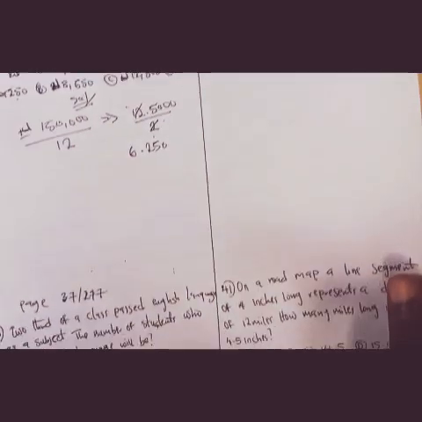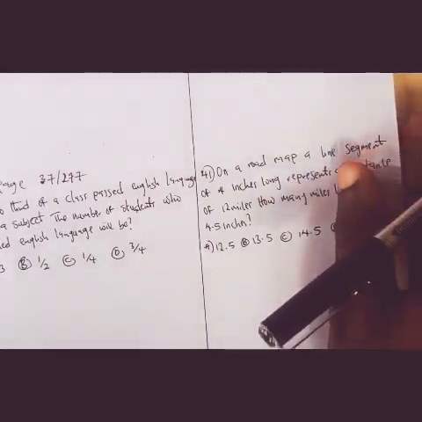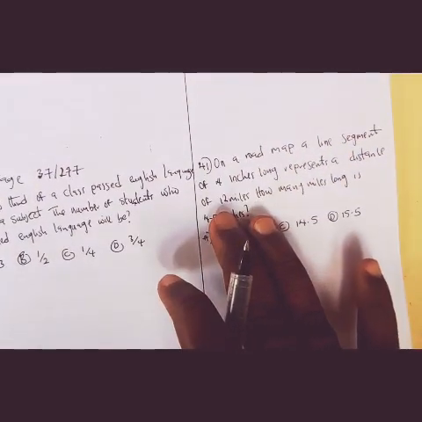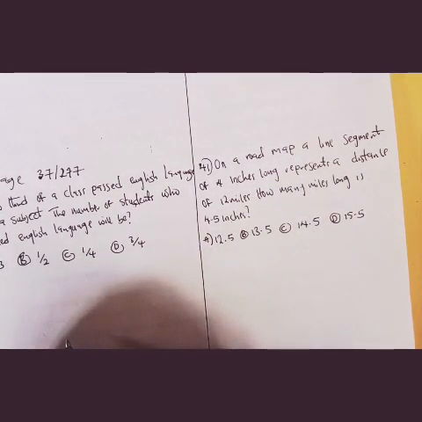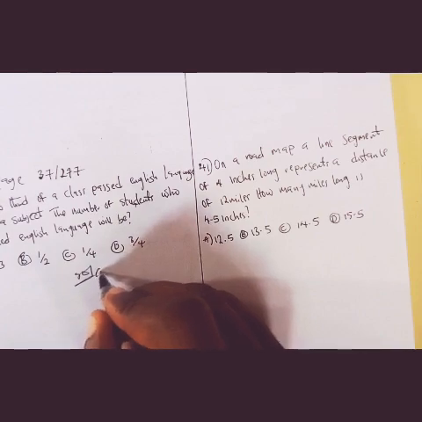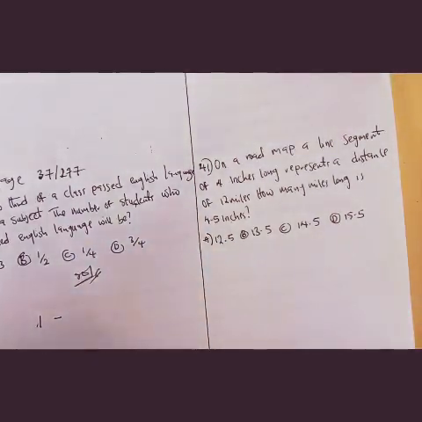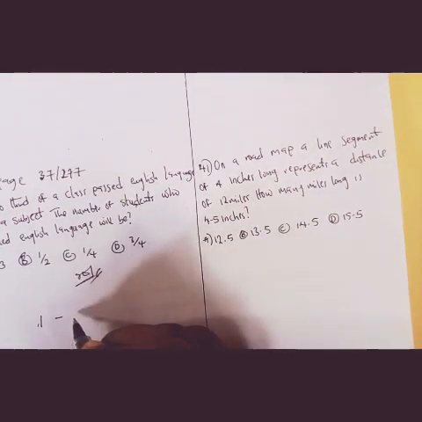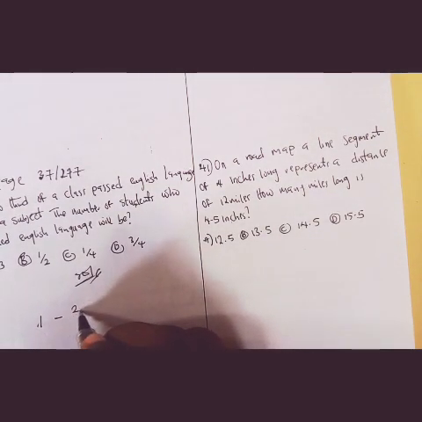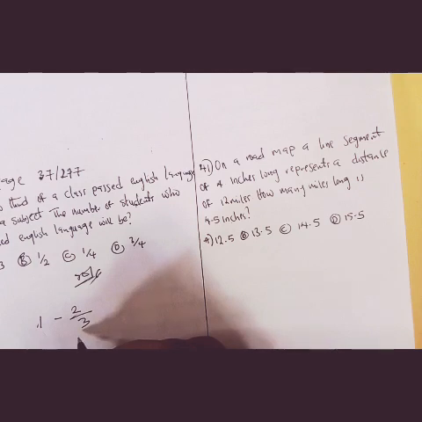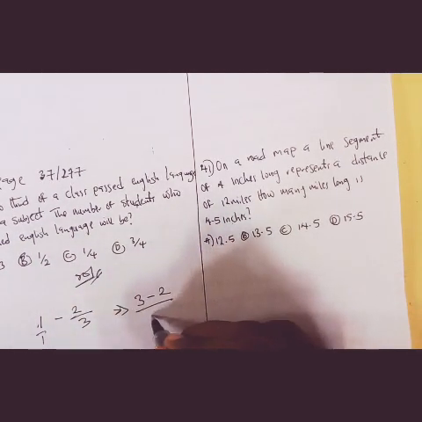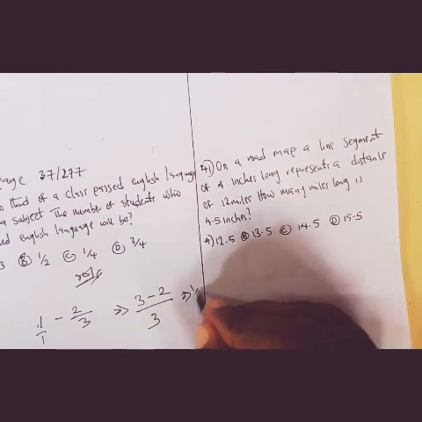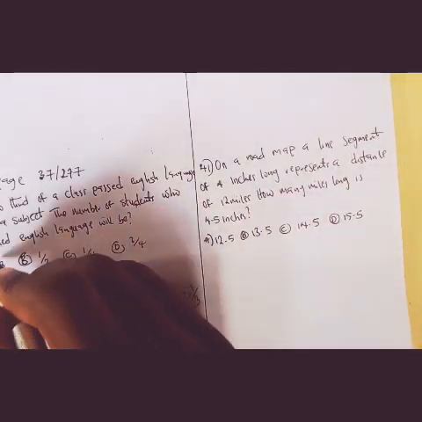We move to the next one, which is page 37 of 277. It says, to get 2/3 of a class who passed English language as a subject, the number of students who failed English will be, this is very direct, 1 minus 2 over 3. So this over 1. When I cross multiply, I have 3 minus 2 all over 3, which equals 1 over 3. That's option A.